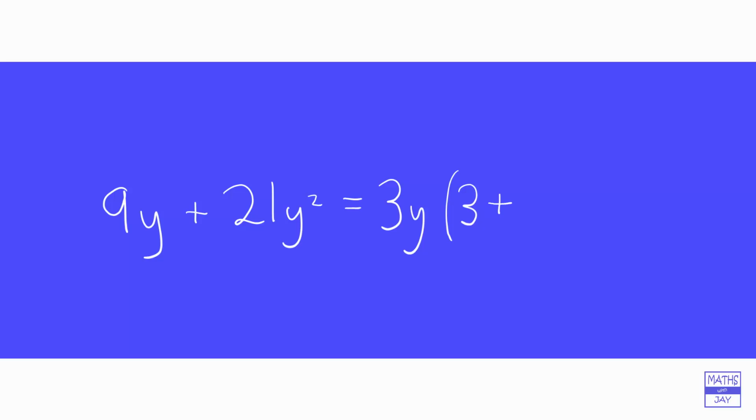And then we're going to add on. 3 into 21 goes 7. And then to get y squared, we need to multiply y by y. So 3y times 3 is 9y, and 3y times 7y is 21y squared.